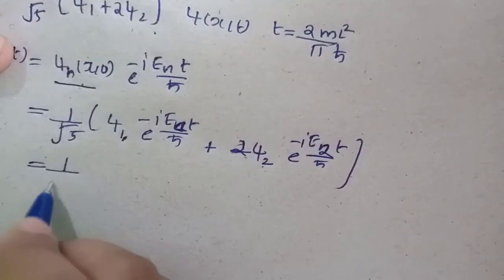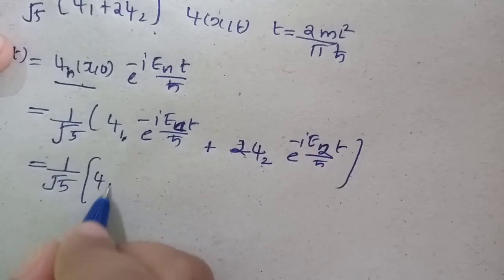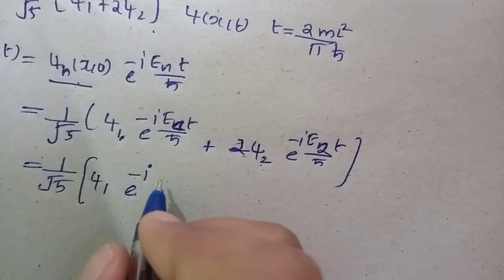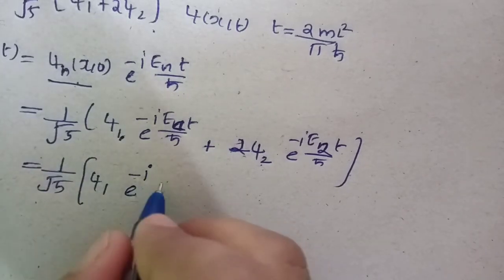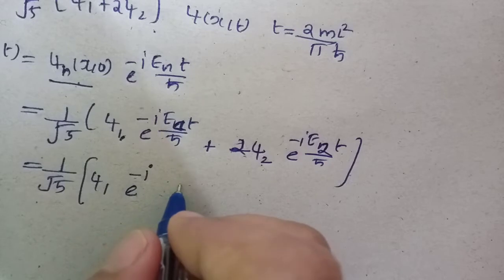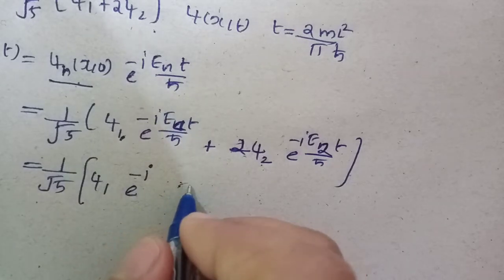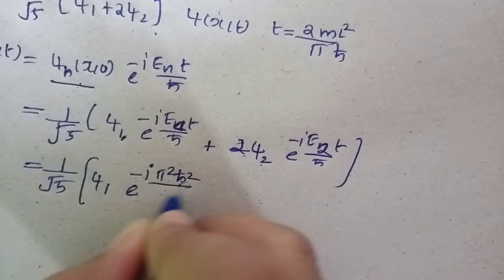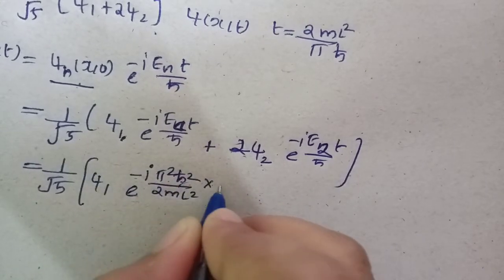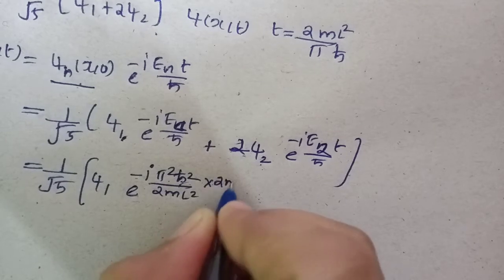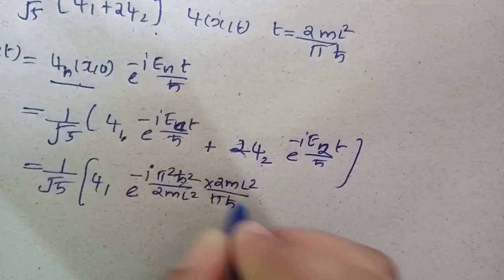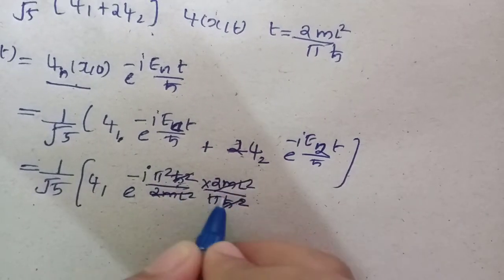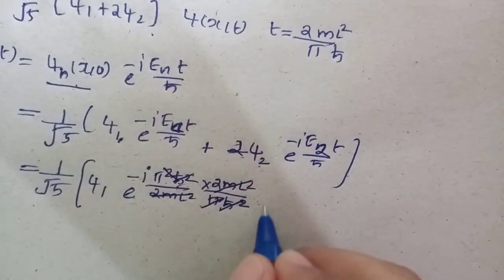So 1 by root 5 psi 1 e raised to minus i, for a free particle inside an infinite potential from 0 to L, energy is equal to n square pi square h cross square divided by 2 m L square. So here n is equal to 1. So pi square h cross square divided by 2 m L square into t. t is given as 2 m L square divided by pi h cross, divided by h cross, that is pi h cross square. So that cancels, pi can be cancelled. e raised to minus i pi there.